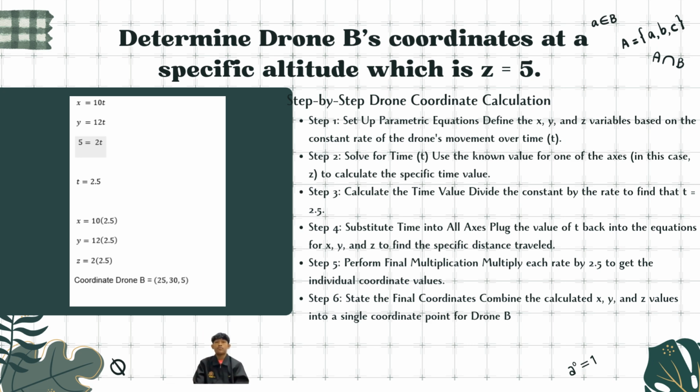In these steps, we determine the coordinate of the drone when its altitude is equal to 5. Using the parametric equation, we set the z value equal to 5. Then we solve the equation to find the value of time, which is t equals 2.5. After finding the value of t, we substitute it back into the equations for x and y. By doing this, we can calculate the exact position of the drone at that altitude. This helps us to understand the drone's location during its flight.